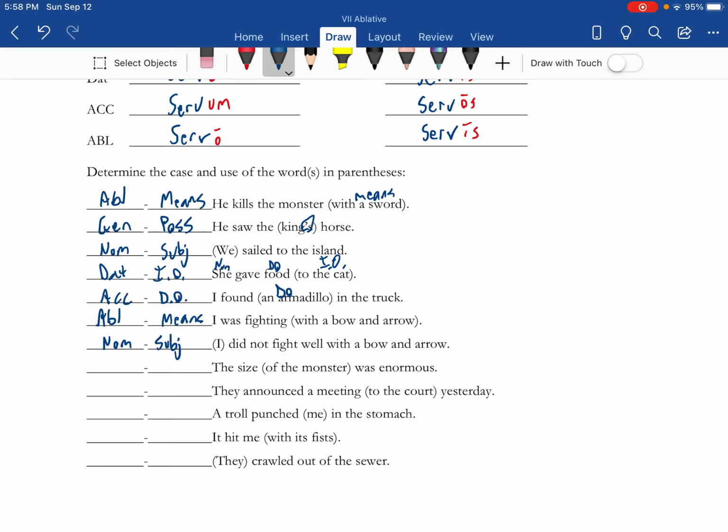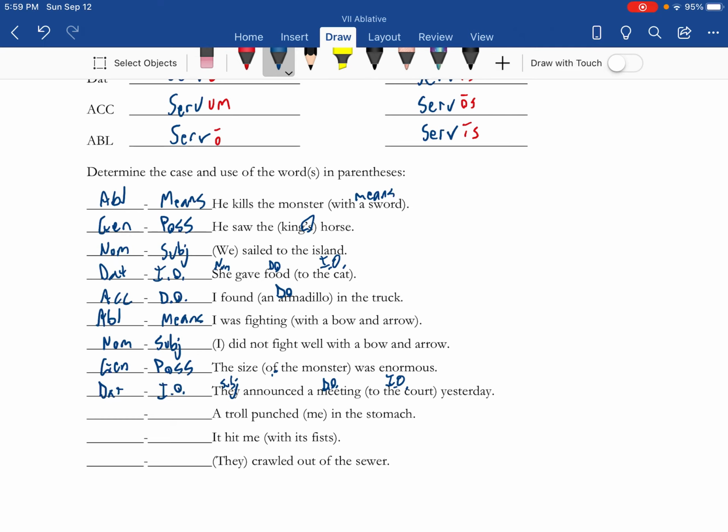The size of the monster was enormous. Of here is going to be one of our key words for genitive. Possession. They announced a meeting to the court yesterday. So this is our subject. This is our direct object. And what's receiving it is the court, which is the indirect object, so that's going to be dative.